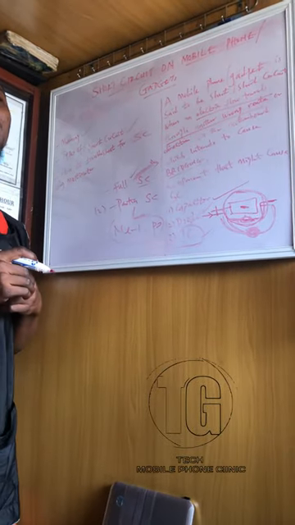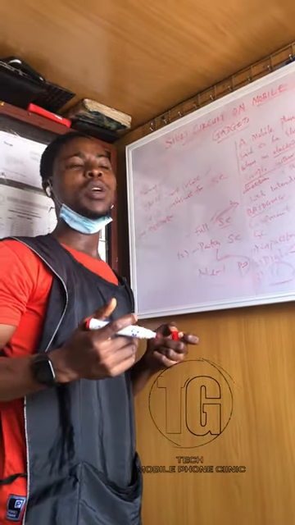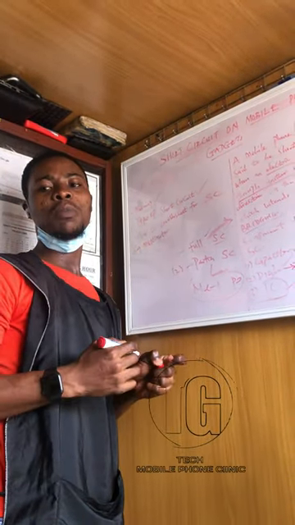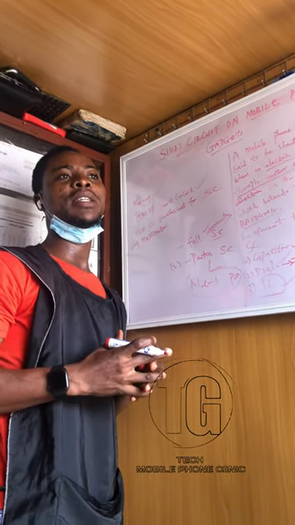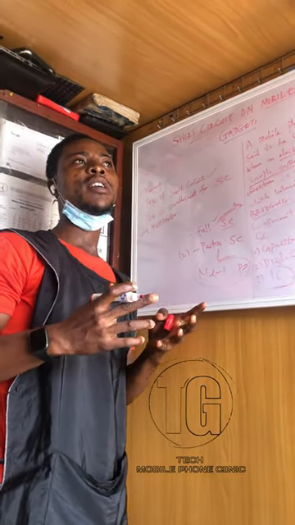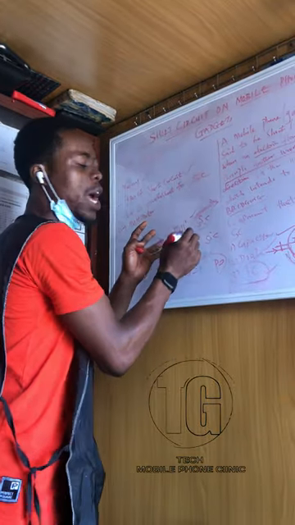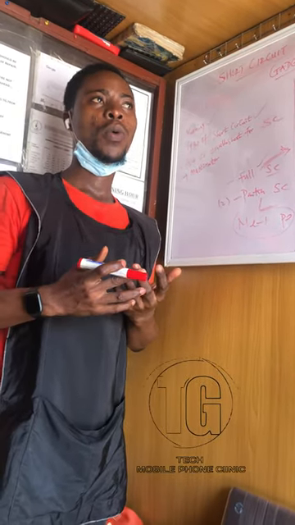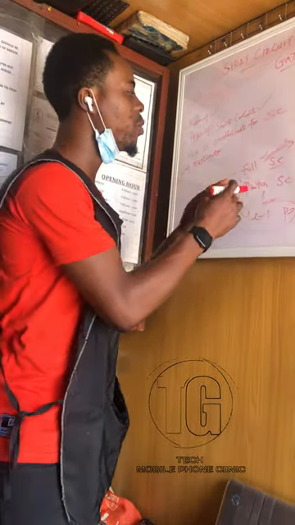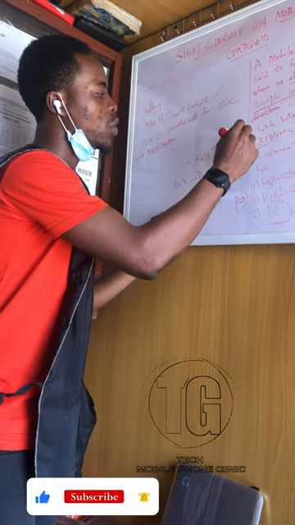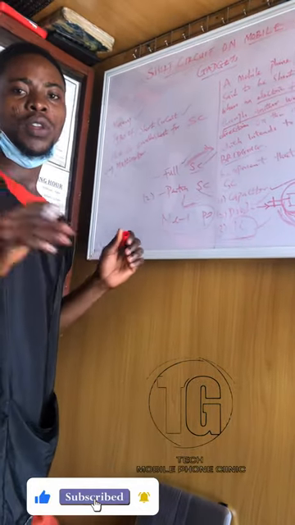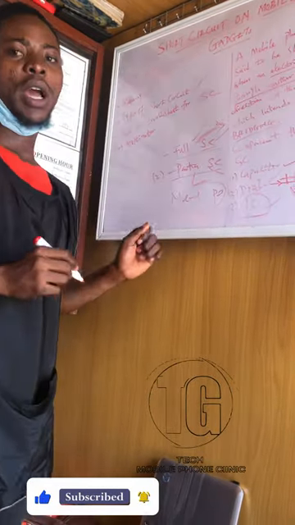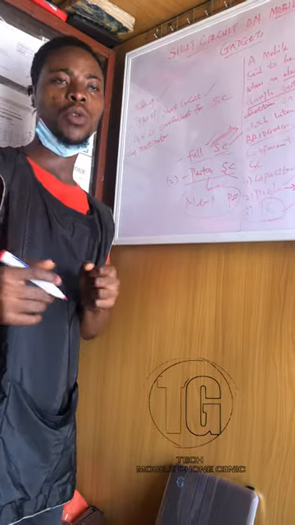So now I'll be showing you guys how to troubleshoot your short circuit using your testimeter. I'll be switching to my microscope now so that you guys can see the difference between the full short and the partial short on the phone that we have on ground. So you see the difference between the full short and the partial short. Are you getting me? So let's switch to our microscope.